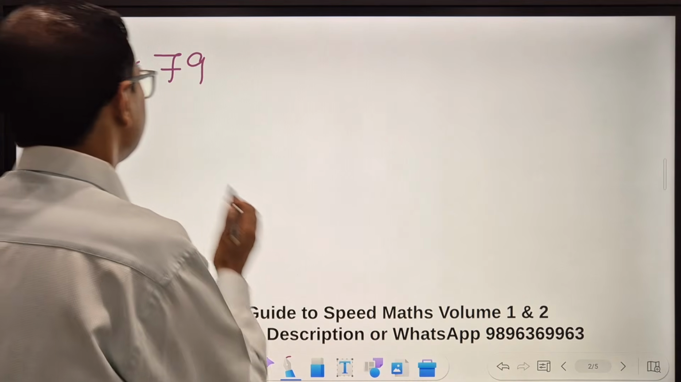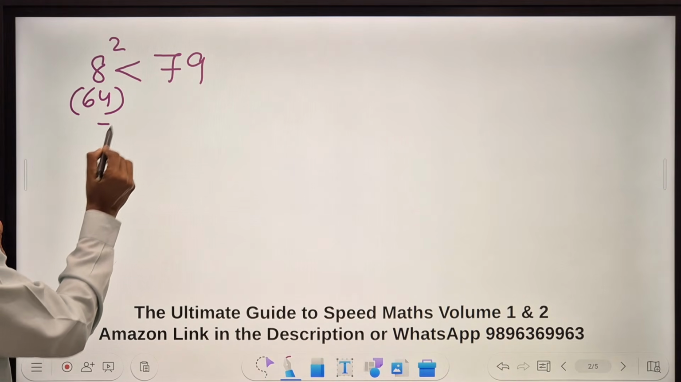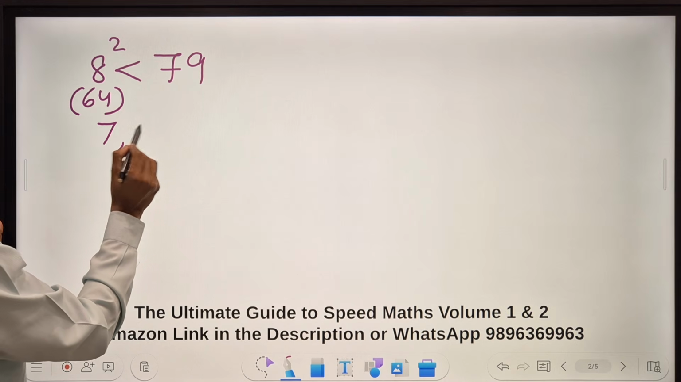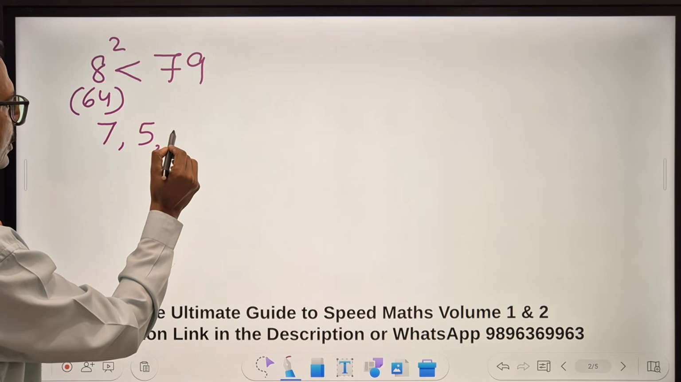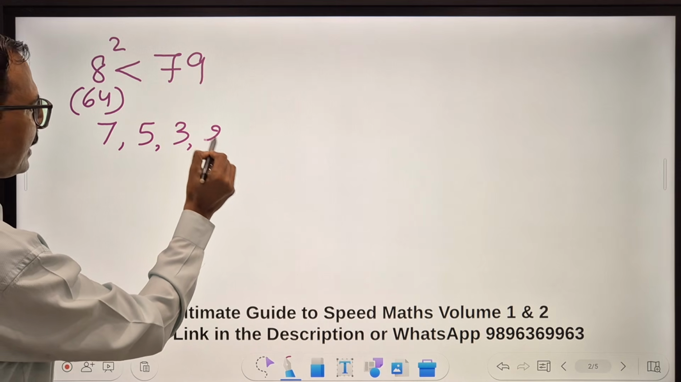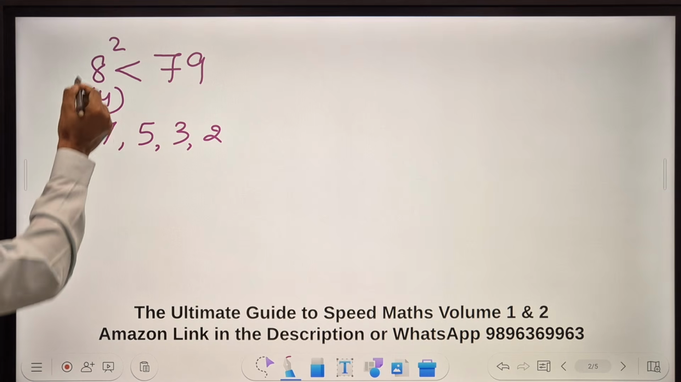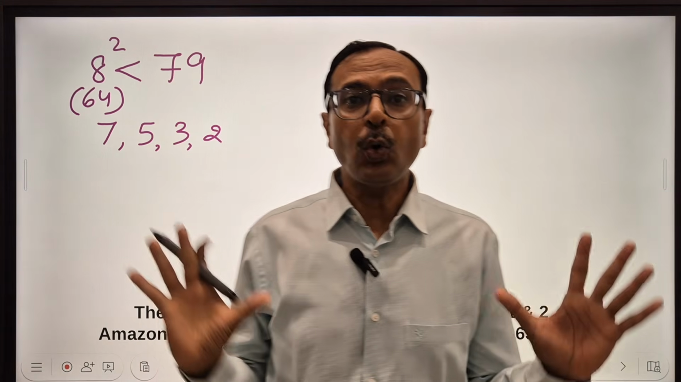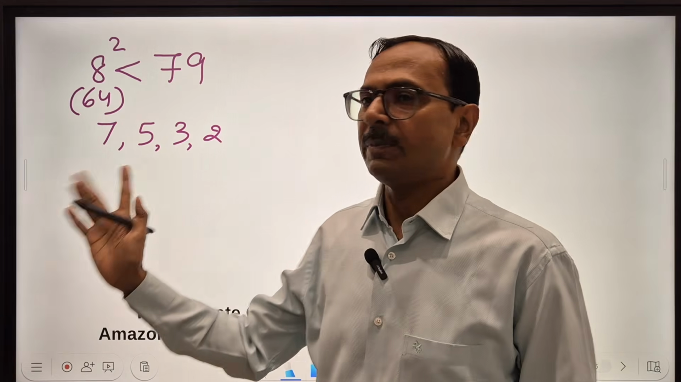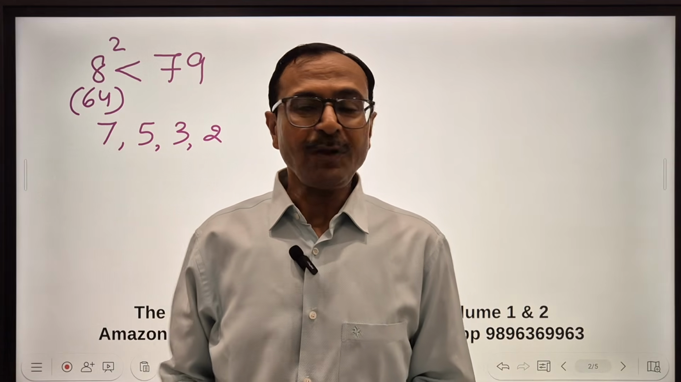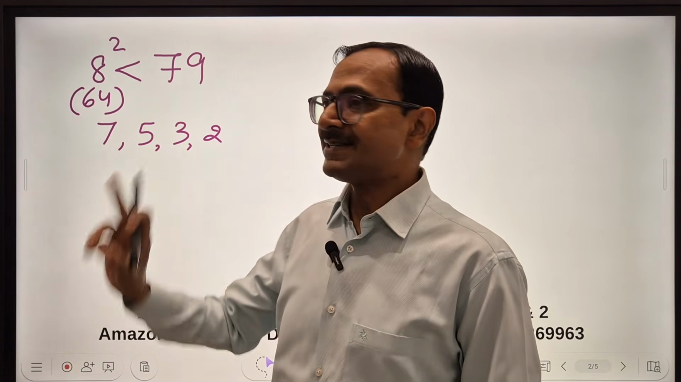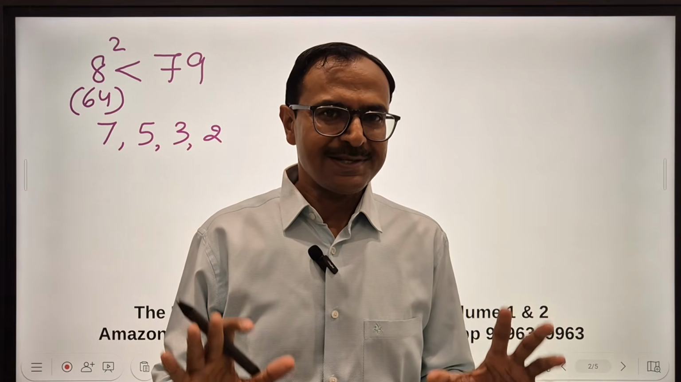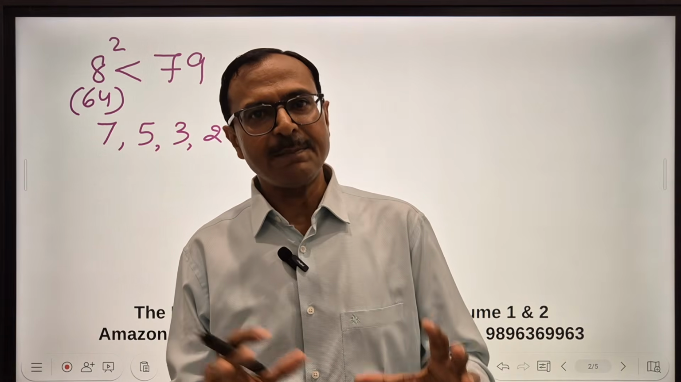Now what are the prime numbers below this number 8? We have 7 prime, 6 is not prime, 5 is prime, 4 is not prime, 3 is prime, and 2 is prime. These are the 4 prime numbers below 8, and I need to check the divisibility of 79 only by these 4 numbers. And if all of these 4 numbers do not divide 79, then this is going to prove that 79 is a prime number.